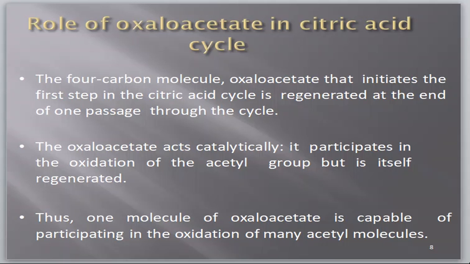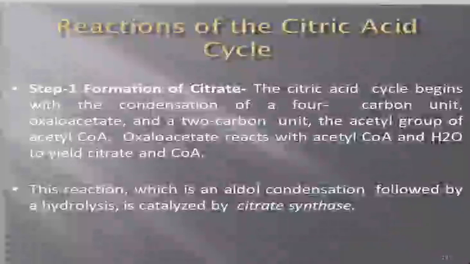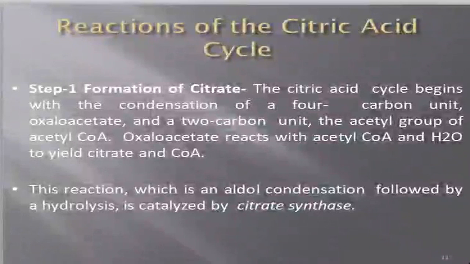Without oxaloacetate, you cannot extract the energy from the acetyl group. You cannot incorporate the energy from the acetyl group into the NAD plus and FAD molecules. So there is no generation of reducing equivalents, which will disturb the cellular respiration. Let's start discussing the citric acid cycle step by step.